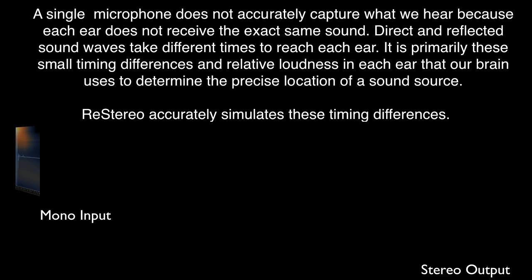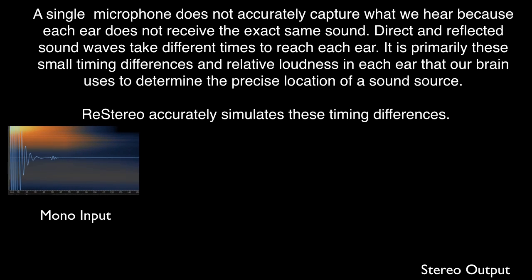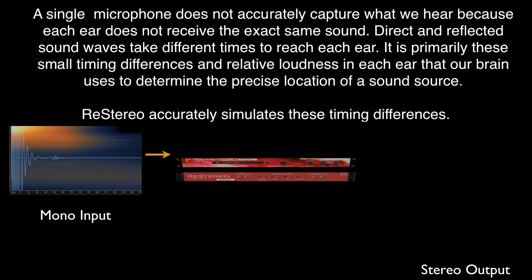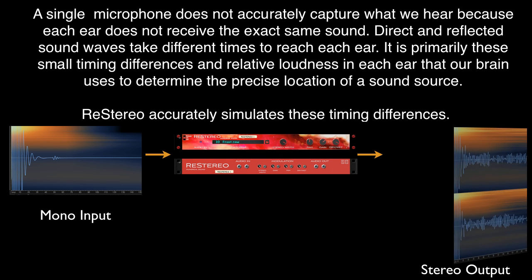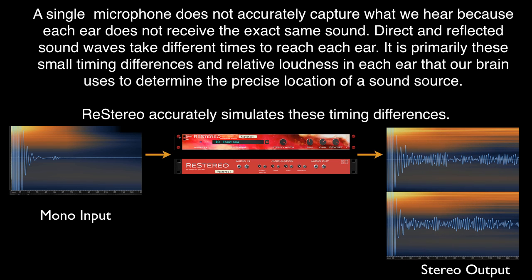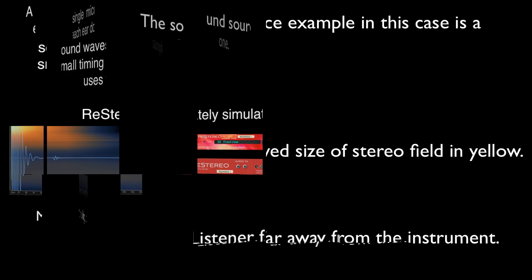A single microphone does not accurately capture what we hear because each ear does not receive the exact same sound. Direct and reflected sound waves take different times to reach each ear. It is primarily these small timing differences and relative loudness in each ear that our brain uses to determine the precise location of a sound source. ReStereo accurately simulates these timing differences.